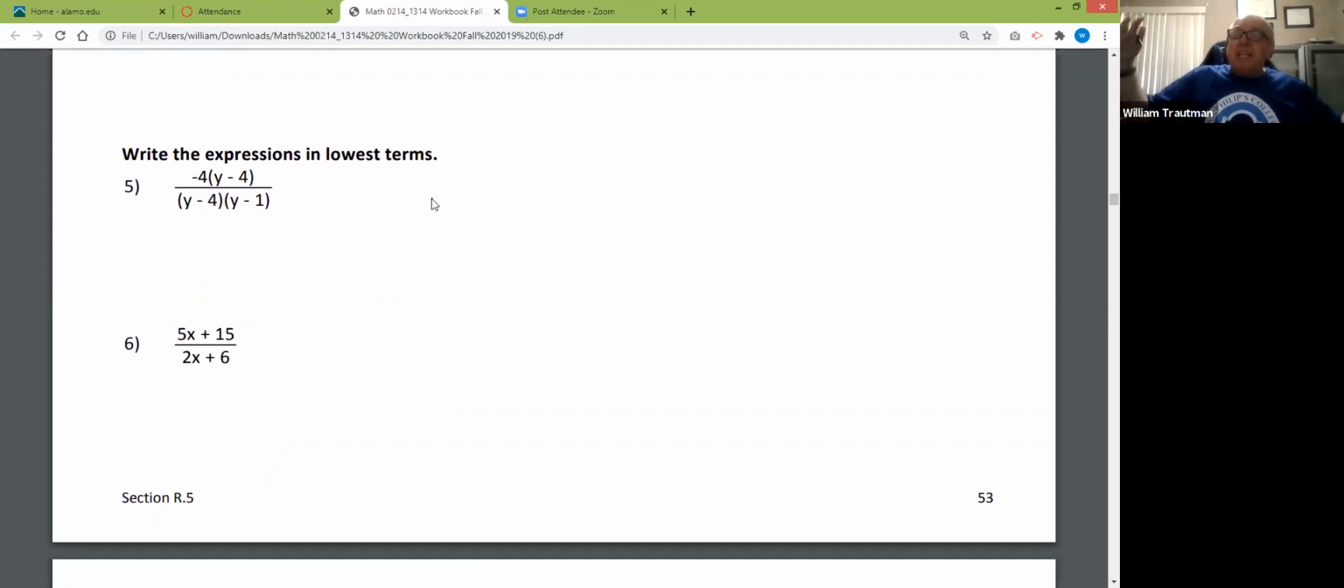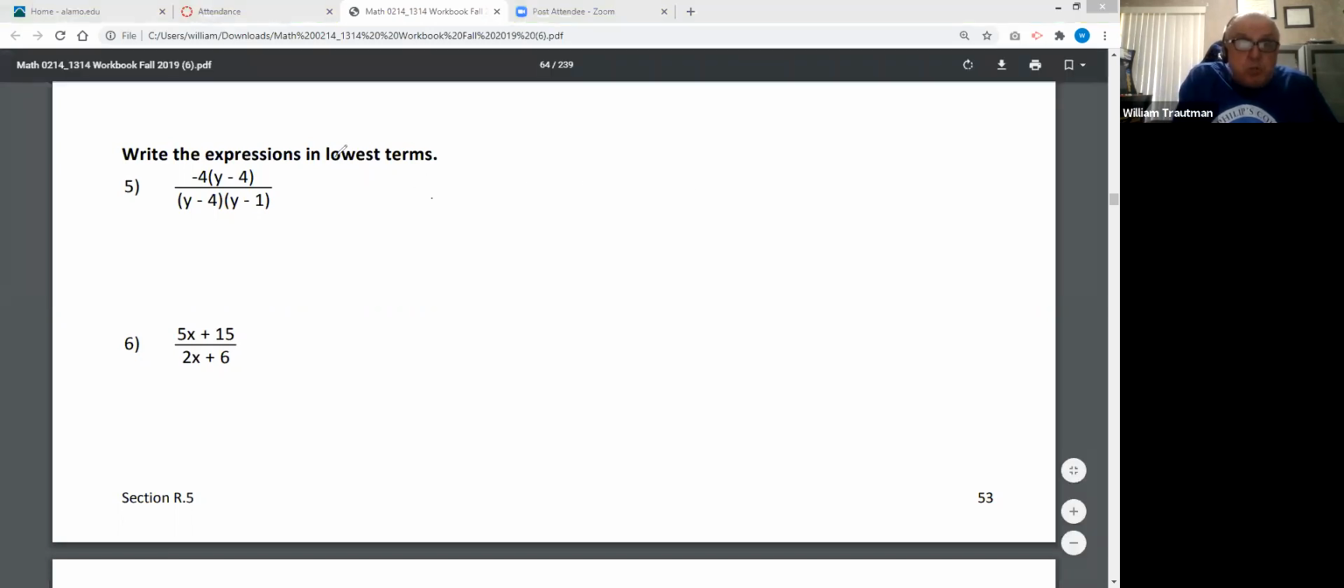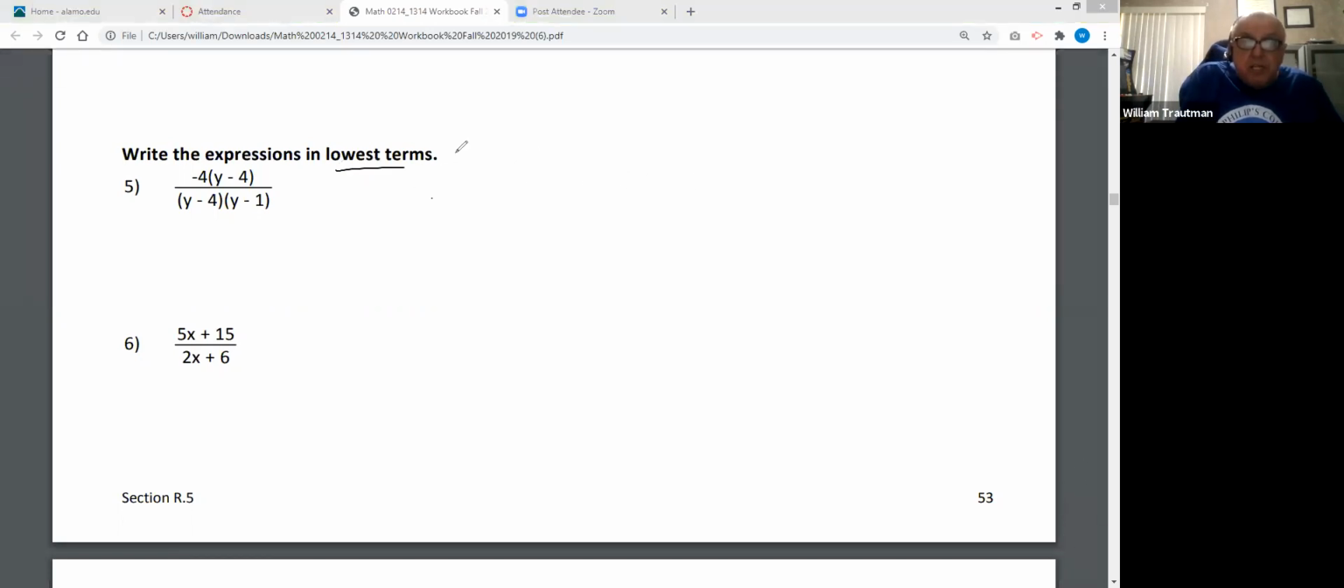That's just domain, but now we're still dealing with rational expressions. The way to do rational expressions, and I'm going to do that, it says write the expression in lowest terms. Oftentimes it's said simplify. That means do all the math possible. Rational expressions.